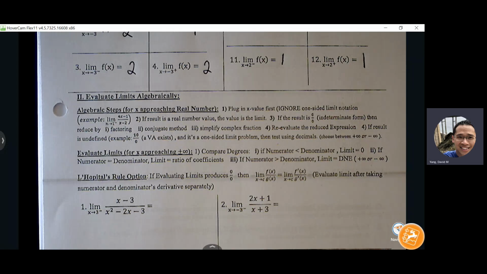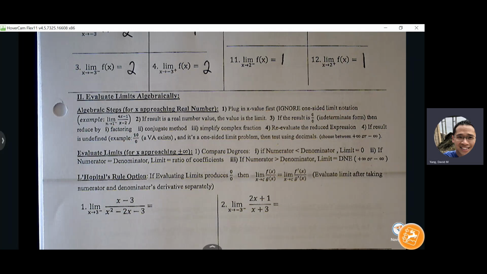We can either get a real number, which if we do, we stop. That's our answer. We could get 0 over 0, which is indeterminate form. That's the one that requires the most amount of work. We've got to factor, reduce, reevaluate. Okay. And there's a couple of methods here: factoring, conjugate method, simplify complex fractions. But the good thing now is that if you get 0 over 0, there's another option. You don't have to go through factoring, conjugate method, or simplifying complex fractions if you feel that L'Hopital's rule is faster.